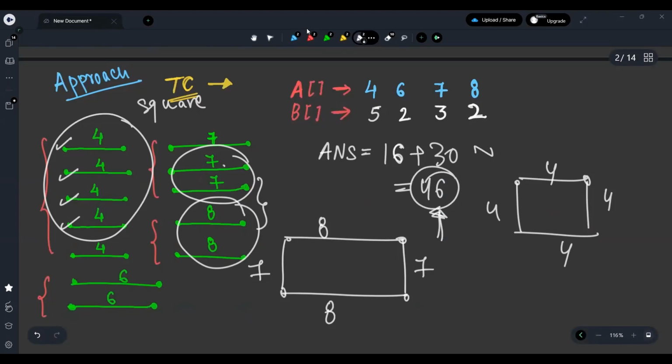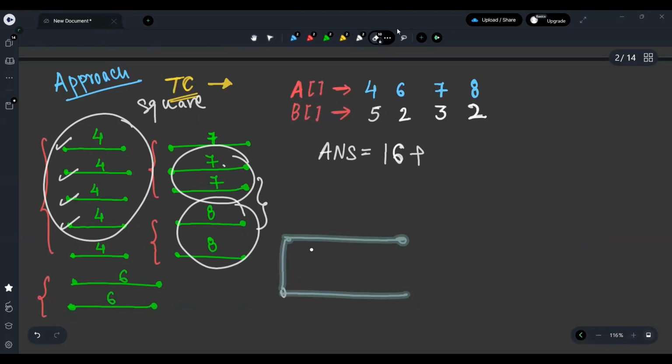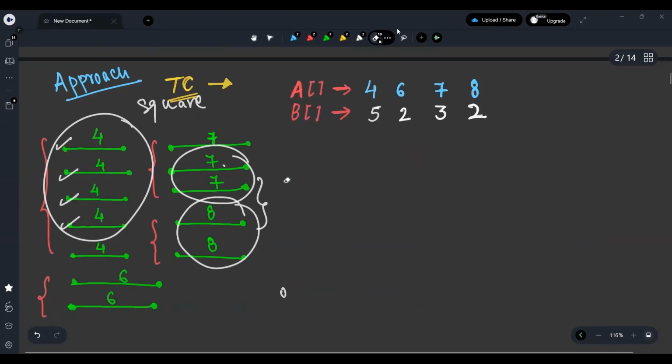But this is wrong. Why? Let me erase this one. We have considered that the answer will be 46. So let me consider something different, and set all of this up again.